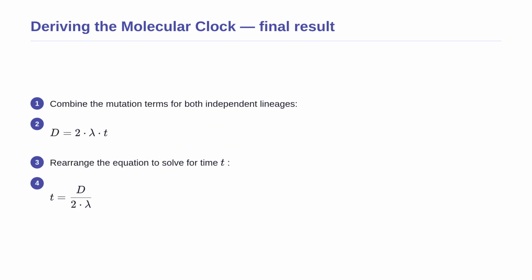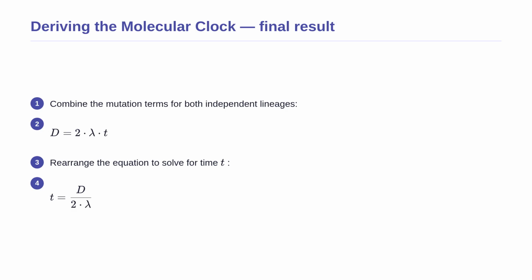Continuing from our setup, we will now solve for the final result. We established that the total genetic distance, d, equals lambda times t plus lambda times t. By combining these like terms, we get d equals 2 times lambda times t. The factor of 2 is mathematically crucial here.